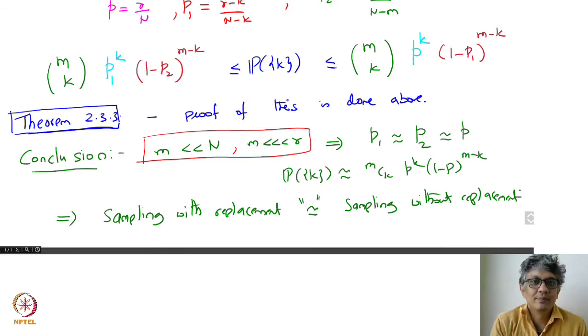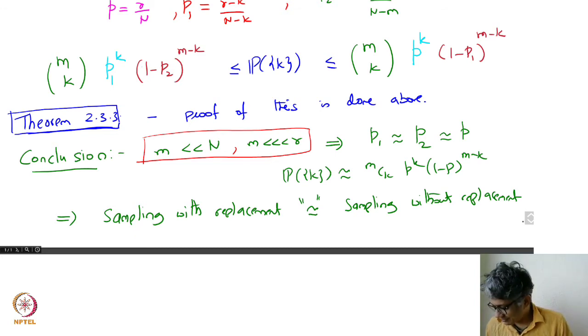That's why in opinion polls and other things, you don't really bother. You just go and pick people without replacement, but you assume it's with replacement. So you do sampling without replacement, but if little m is much smaller than N, and little m is much smaller than R as well, you assume that the whole thing is independent, and the error will be minor. But this is the clear, correct analysis for with and without.